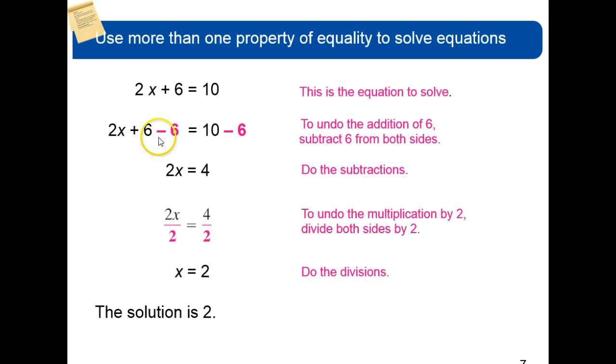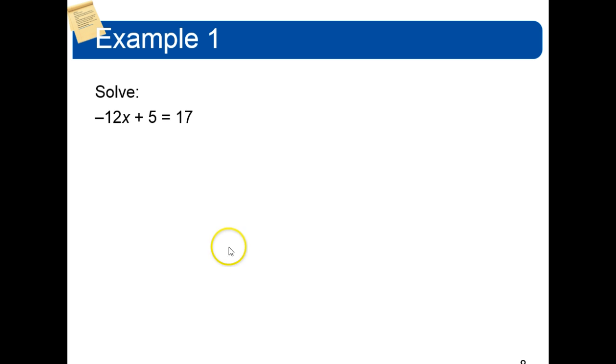So 2x plus 6 minus 6 turns into a 0. So 2x is now by itself. 10 minus 6 is 4. Now we have 2 times x. To undo a multiplication, we divide. 2x divided by 2 and 4 divided by 2. 2 divided by 2 is 1. So we're left with x, or 1x, equals 2. Our solution is 2.